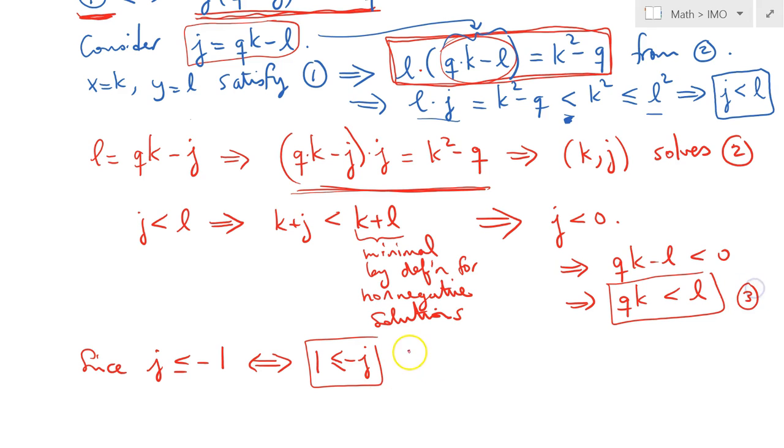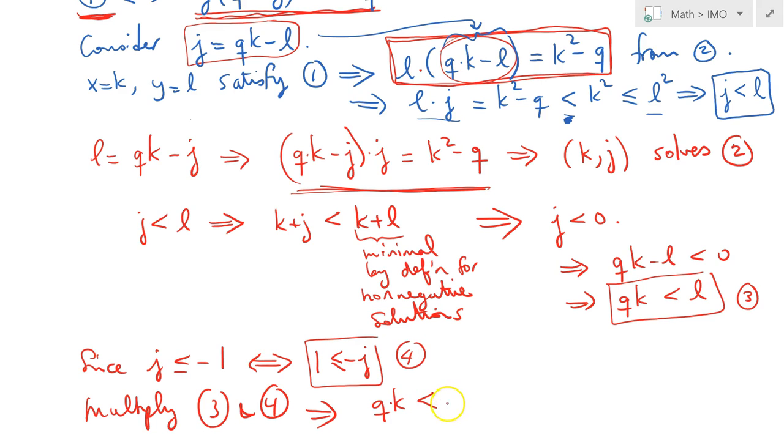Remember that minus j is positive, so multiplying these two inequalities will not change the sign of the inequalities. So let's call these 3 and 4. Multiplying 3 and 4 will imply that on the left hand side I will get qk, and on the right hand side I will get minus L times j. But minus L times j, remember, from equation 2, is equal to k square minus q.